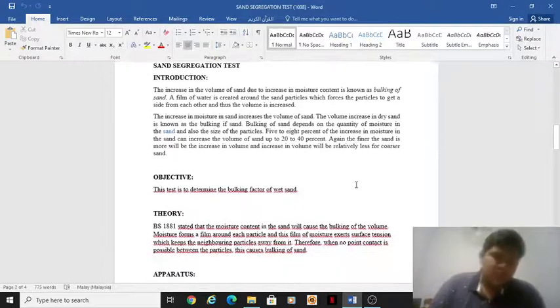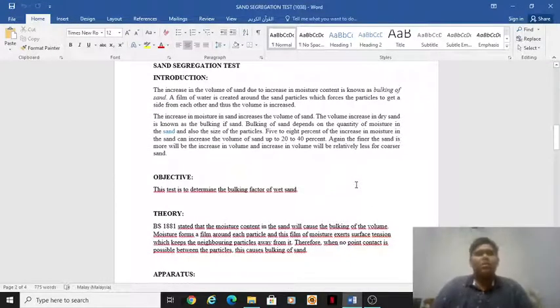The first part of the sand segregation test is the introduction. The increase in the volume of sand due to increase in moisture content is known as the bulking of sand, or sand segregation. A film of water is created around the sand particles which forces the particles to move apart from each other, and thus the volume is increased. The increase in moisture in sand increases the volume of sand.